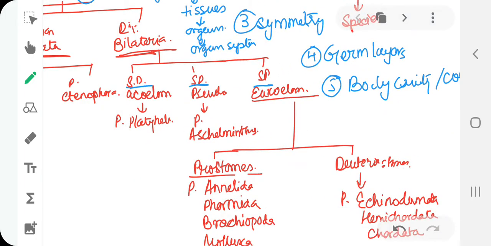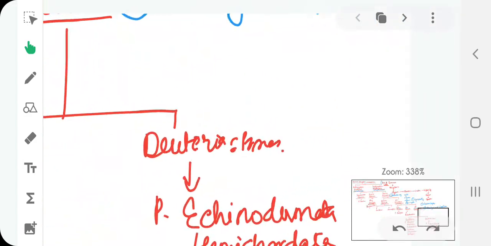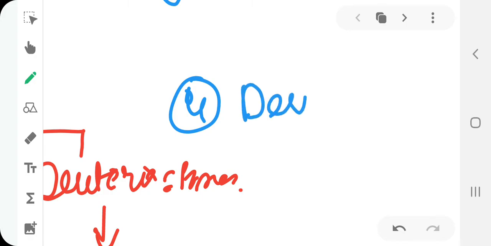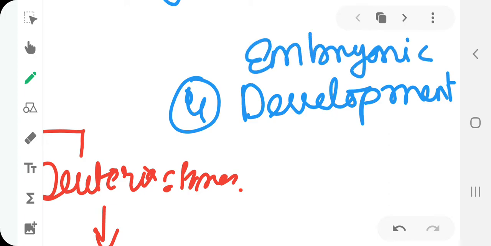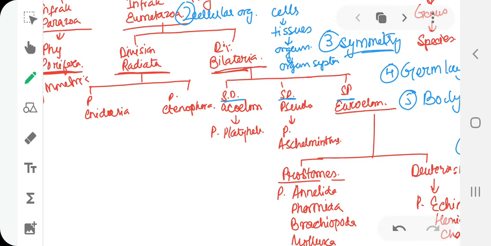Next, the coelomates are going to be further divided into some other divisions which are called the protostomes and deuterostomes. This is on the basis of how they are developing, so on the basis of their embryonic development. They are divided into these further groups.